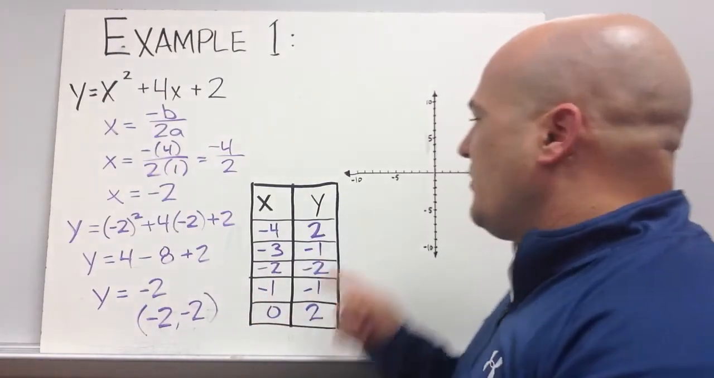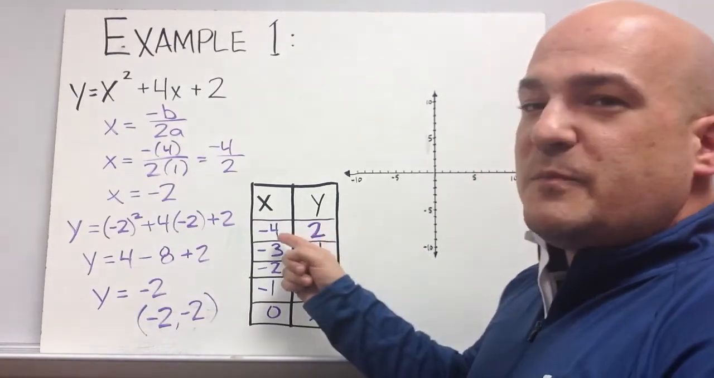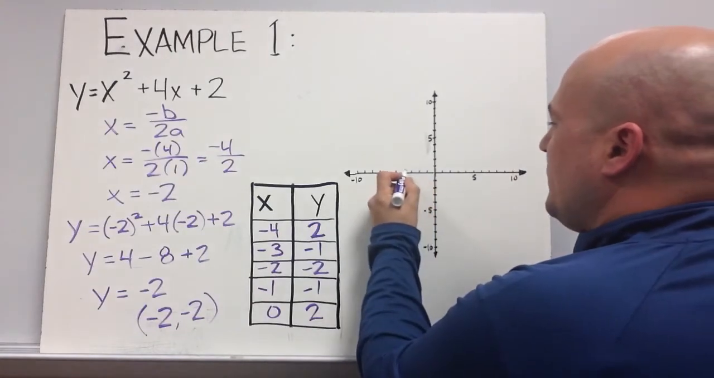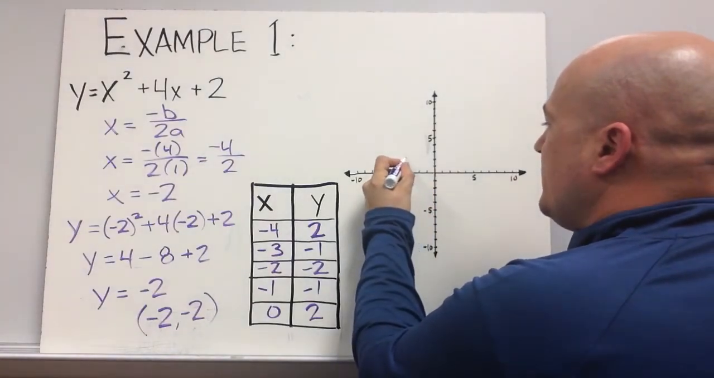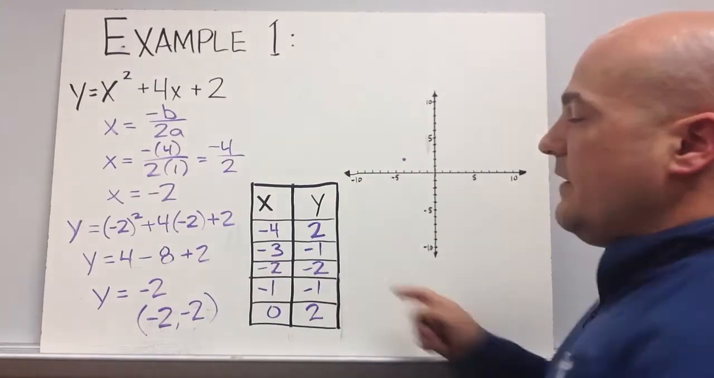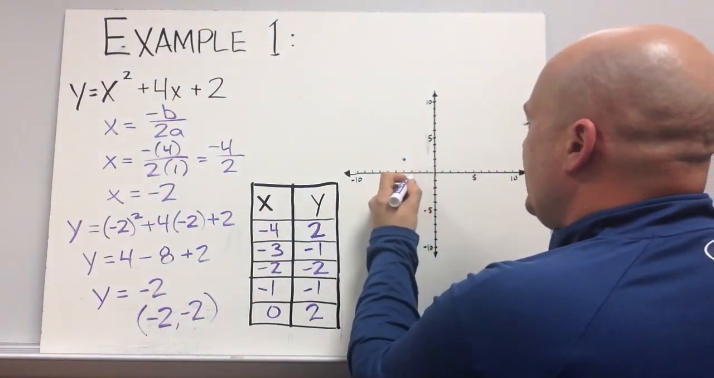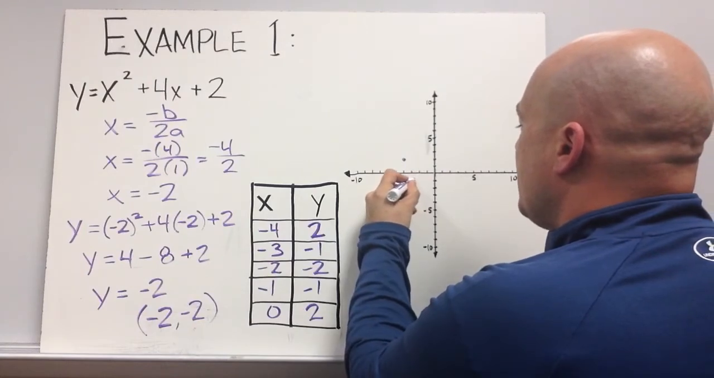All right, so I'm going to start with the top one and work my way down. The first point that I'm going to plot is -4, 2. So I'm going to go to the left 4 and then up 2. Next one is -3, -1. So I'm going to go to the left 3 and then down 1.